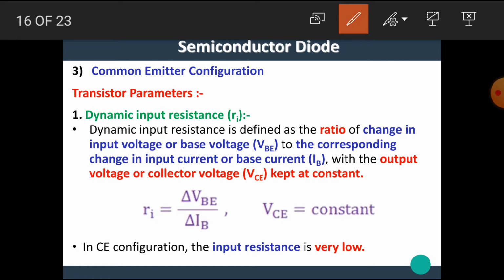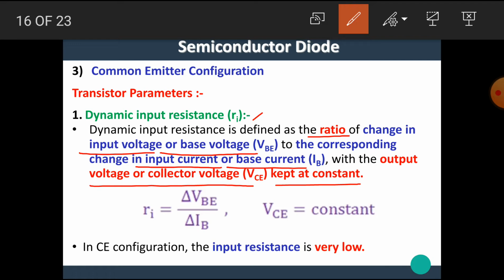Let's see some transistor parameters. The first parameter is dynamic input resistance, Ri. Dynamic input resistance is defined as the ratio of change in input voltage or base voltage to the corresponding change in input current or the base current, with the output voltage or collector voltage Vc kept constant.